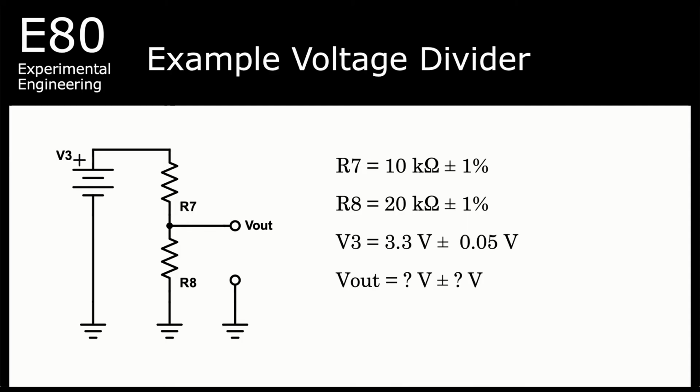Do you just add together the uncertainties in each component? How do you add percentages and volts? Do you convert the percentages to ohms? How do you add ohms and volts?